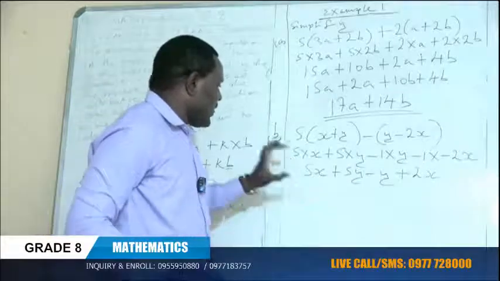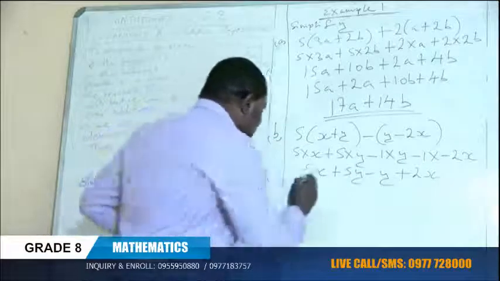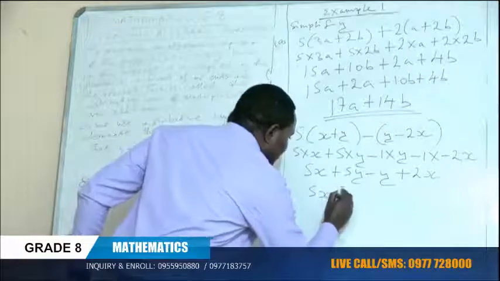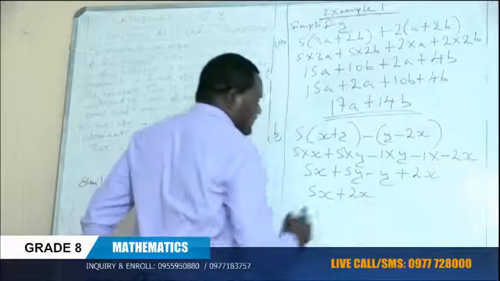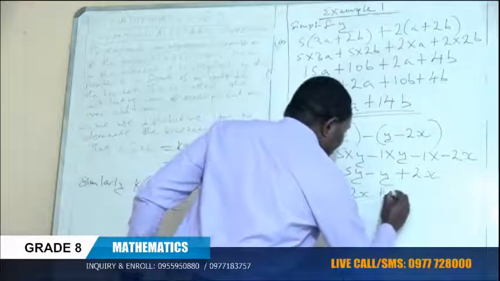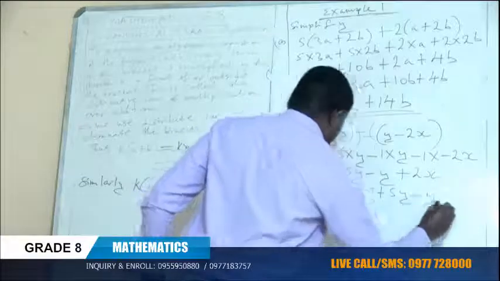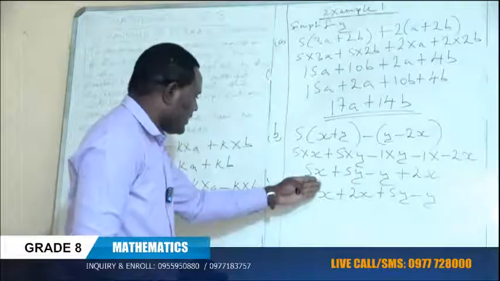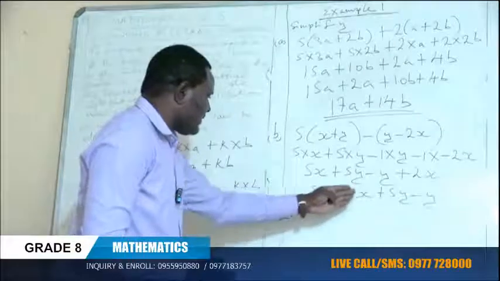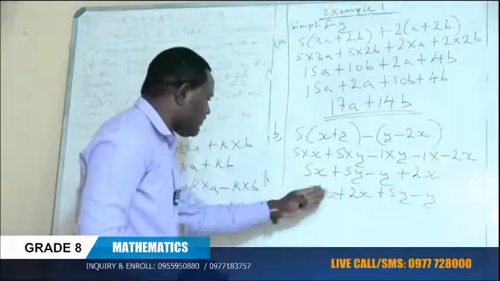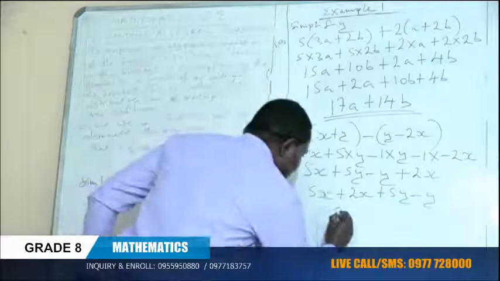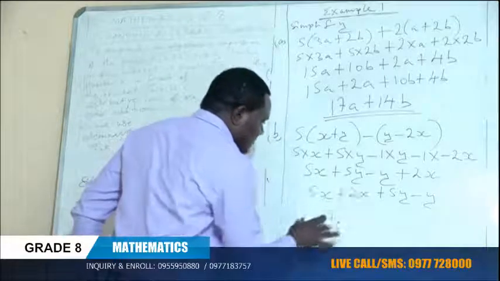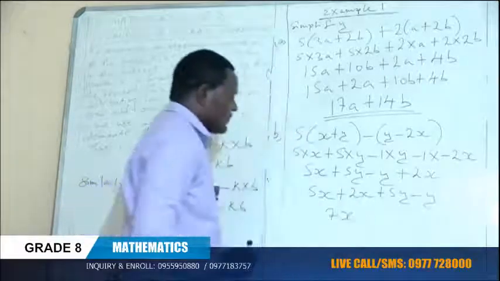We have to check and collect like terms together. So we have our 5x plus 2x, plus 5y minus y. So we have paired like terms together. We have, of course, a coefficient 5 here and a coefficient 2 here. So it will be 5 plus 2, 7. We retain the variable x.